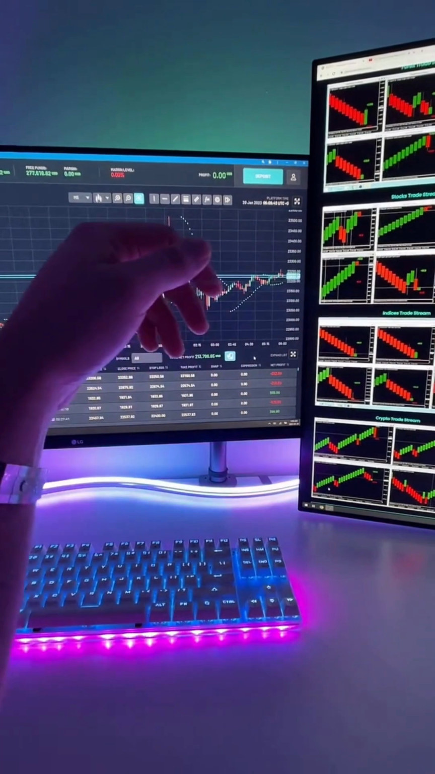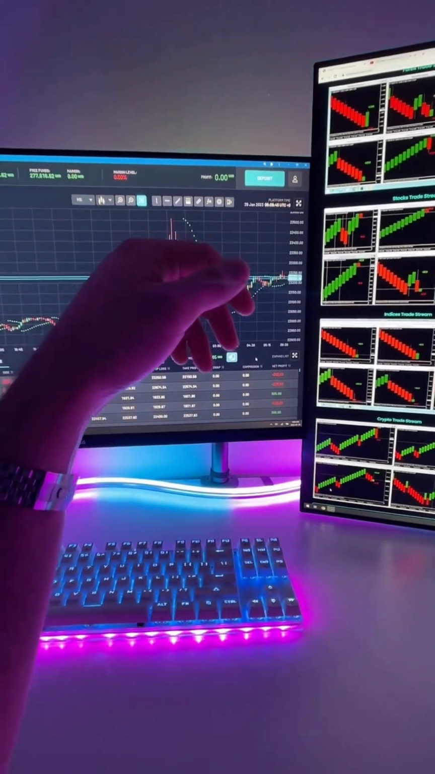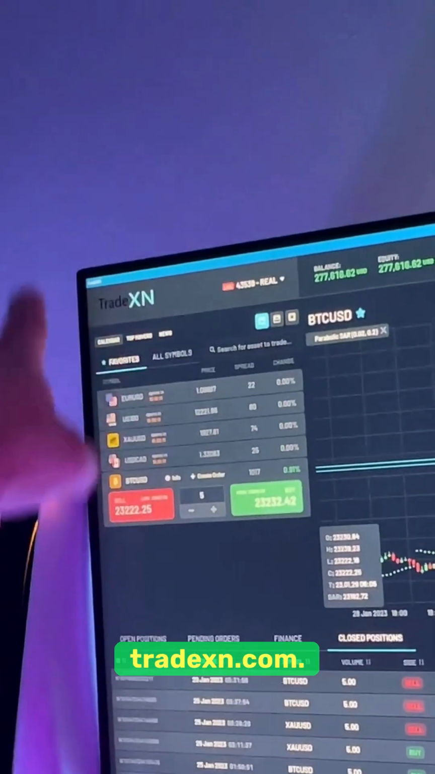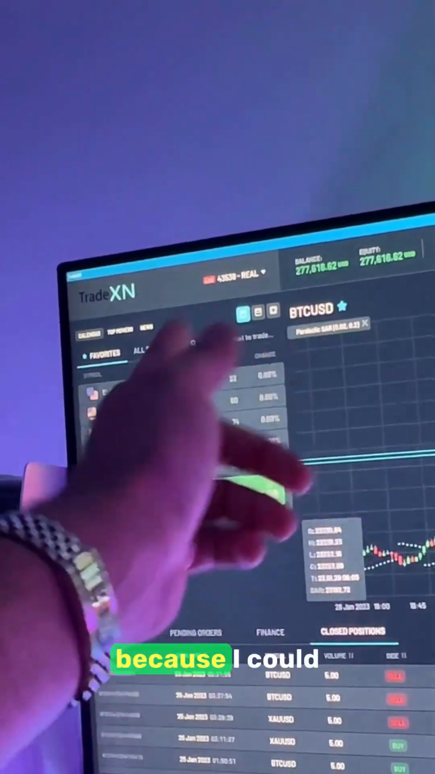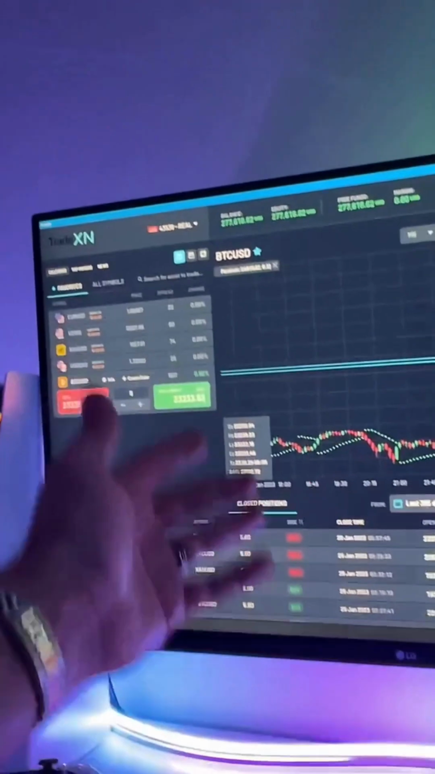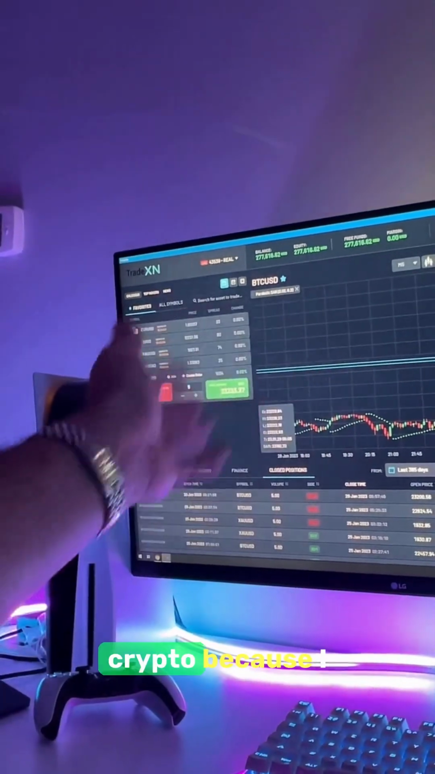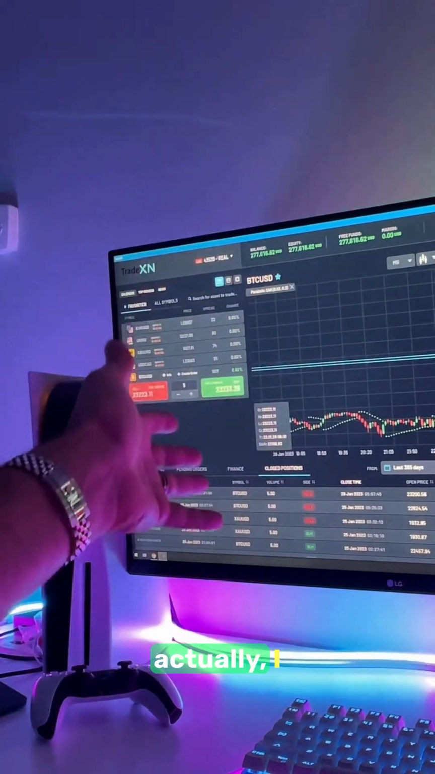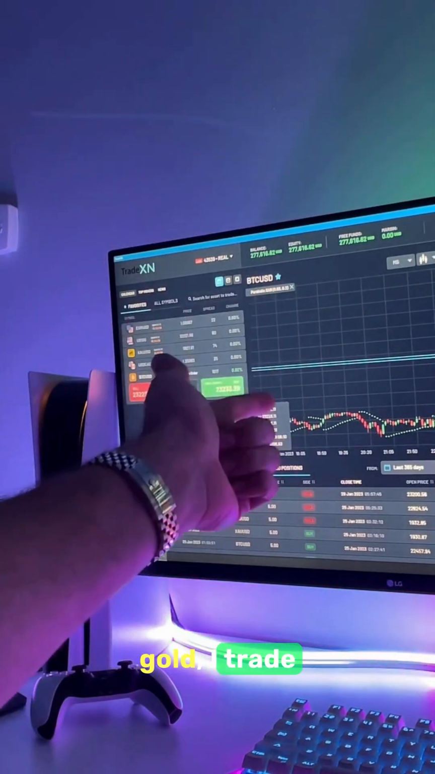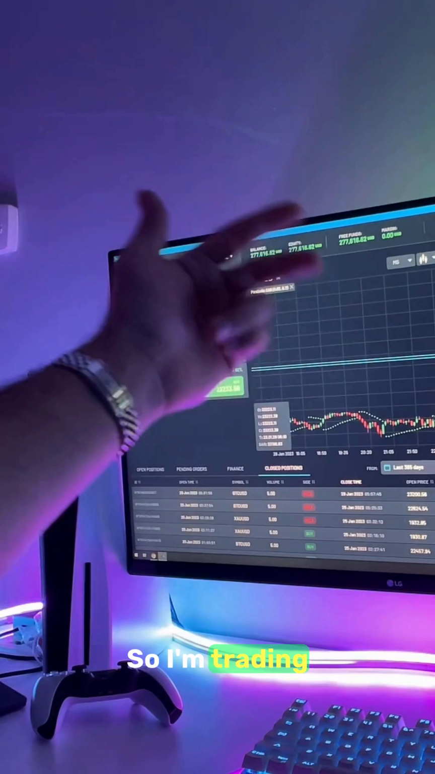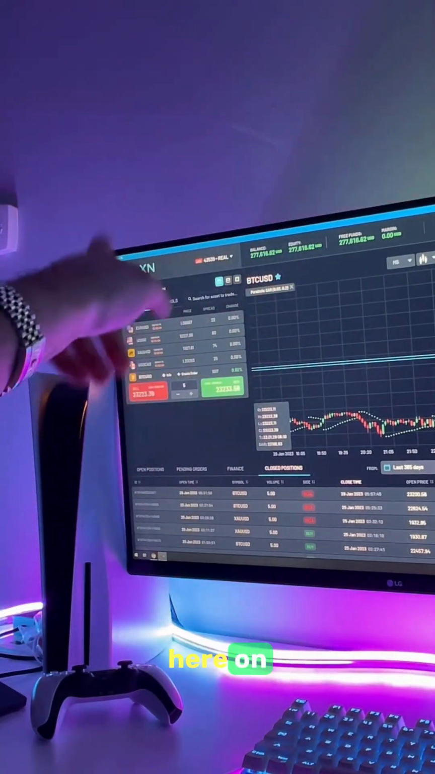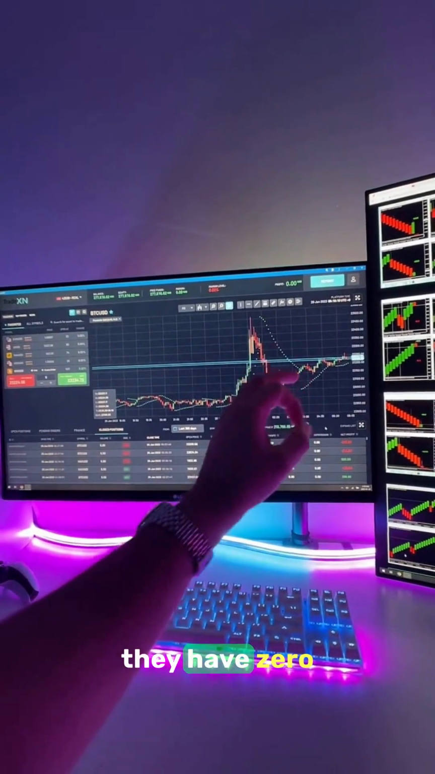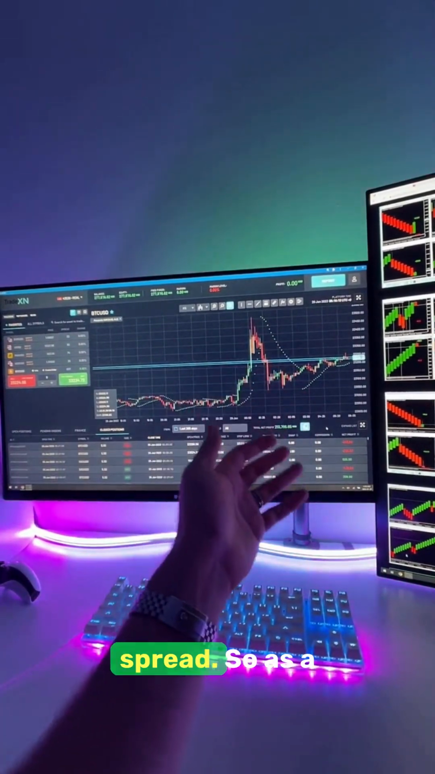What's the exchange? Okay, so where I'm trading right now is tradexn.com. That's the broker that I'm using because I could trade all the markets here. It's not just crypto, because I know a lot of people think that trading is just crypto, but actually I trade gold, I trade Nasdaq, and I trade Bitcoin. So I'm trading all three of these markets, and I'm doing it here on tradexn.com because they have the lowest fees, they have zero commission, and they have very low spread.